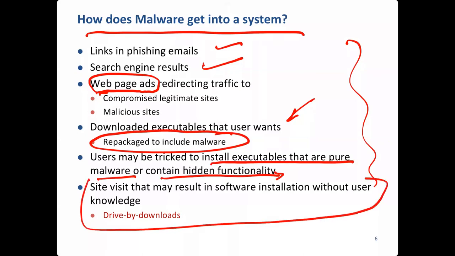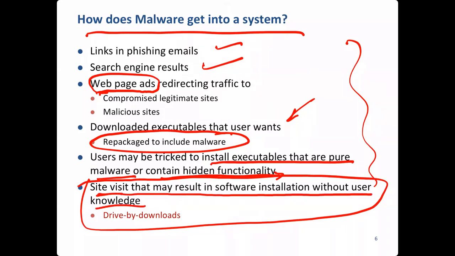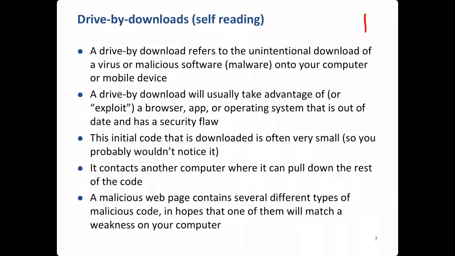Now something that we are interested in is the site visit. A website visit may result in software installation without your knowledge. You go to a website and that automatically downloads a software onto your machine without your permission, and it's called a drive-by download. I want you to study the mechanism of this, right? So basically it's an unintentional download. You just visit a site, then how is it possible?